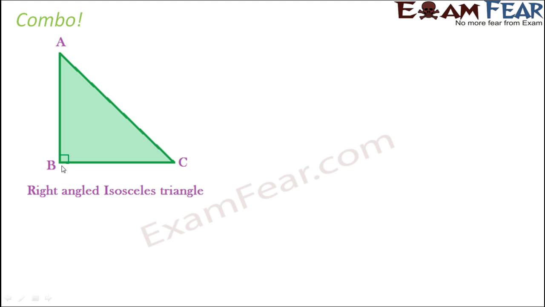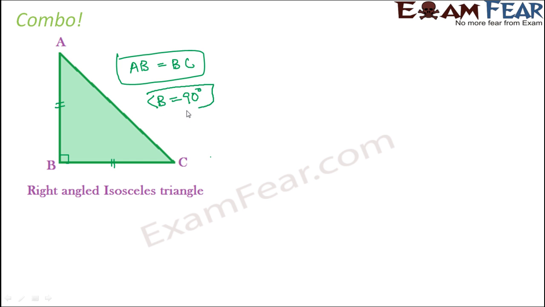But at the same time, in the same triangle, we also see another property, that the length of this side BC is equal to the length of this side AB. So here we see that AB is equal to BC. This is also true, and at the same time angle B is equal to 90 degrees. This is also true. Now since both these conditions are true for the same triangle, this triangle is a right angle triangle, and this triangle is also an isosceles triangle. So together this triangle is a right angled isosceles triangle.